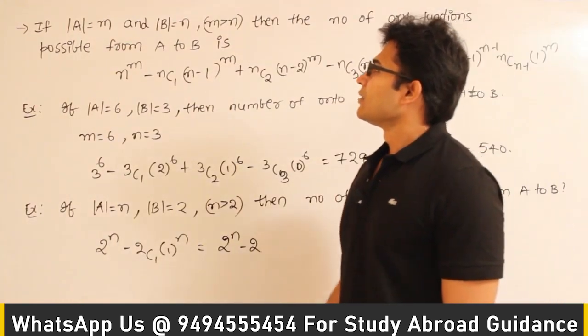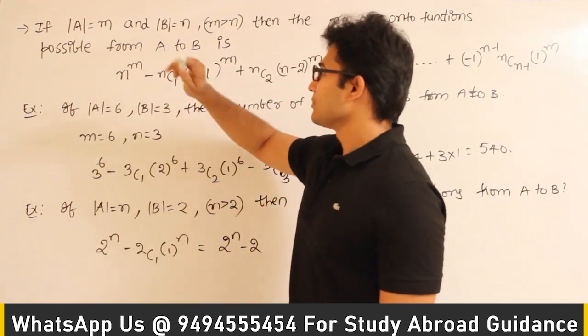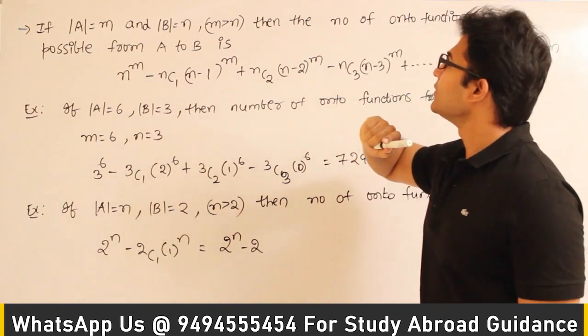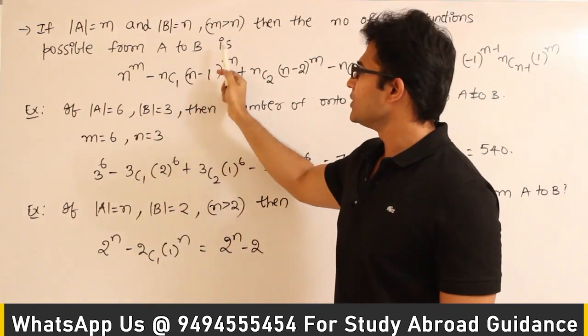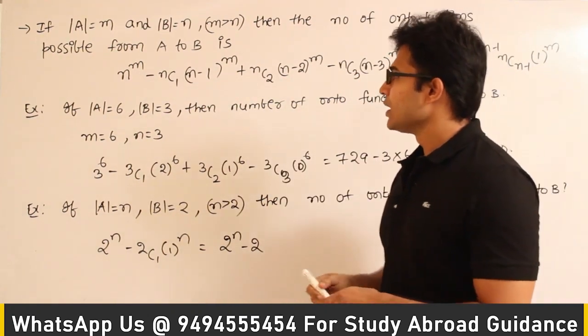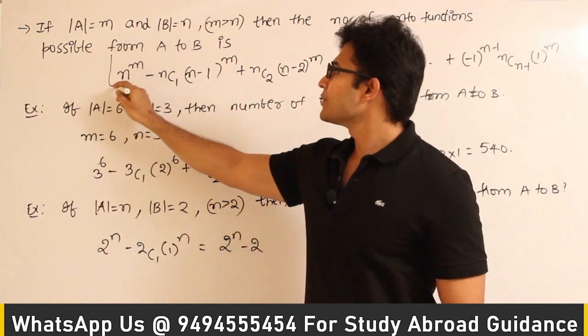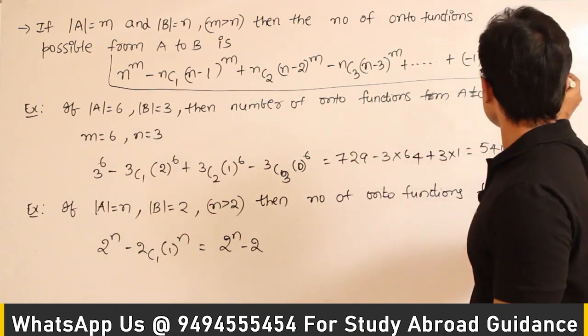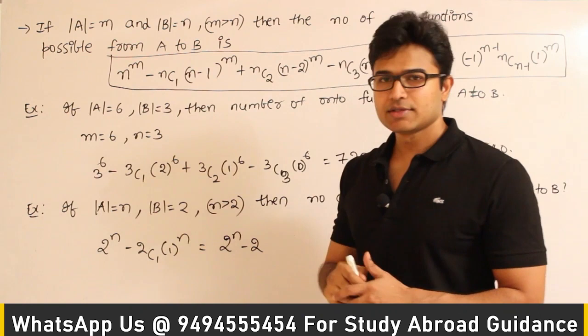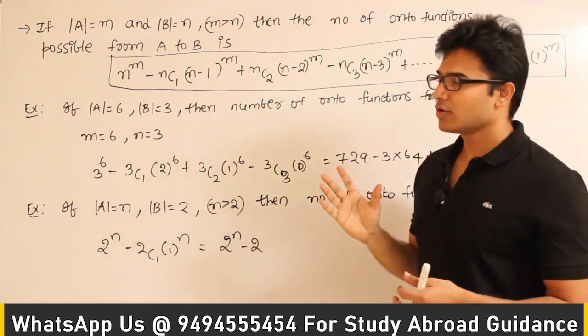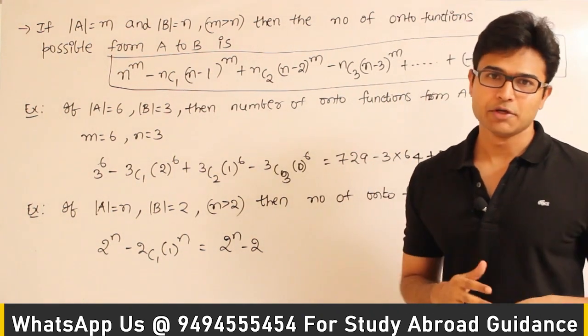See this? If the number of elements in A equals m and the number of elements in B equals n, then the number of onto functions from A to B is given by this formula. You can prove this formula by mathematical induction. Anyway, proof is not required, and there are no questions on this formula, but just for the sake of completion we are going to include it.